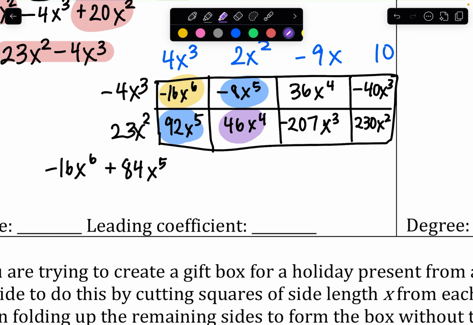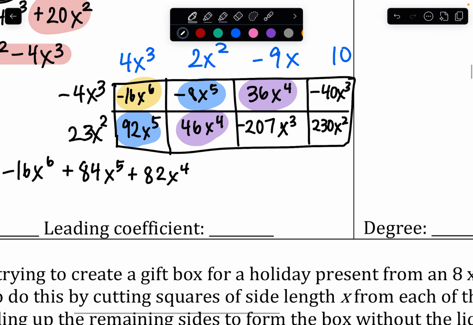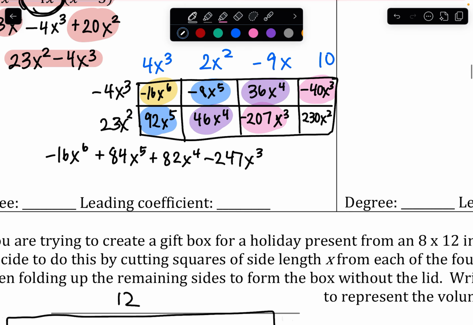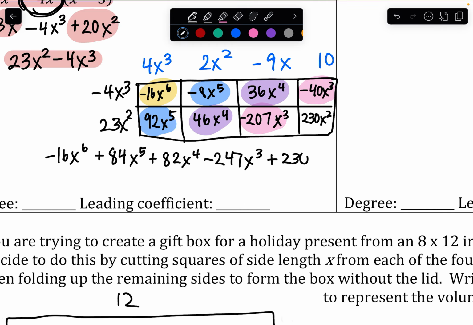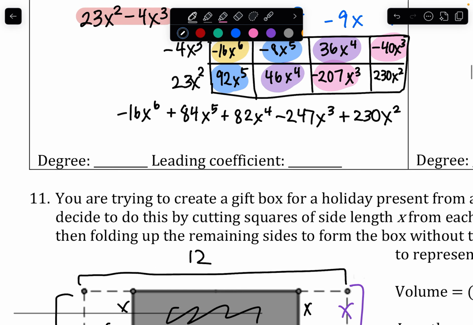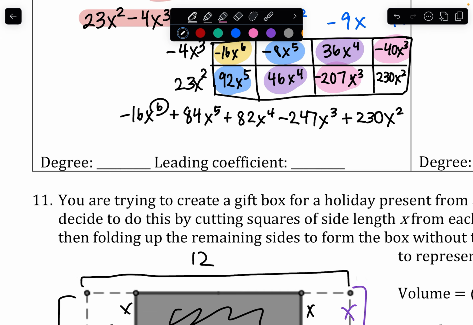And then 46 and 36 would be 82x to the 4th. And then negative 207 with a negative 40 is negative 247 for the x cubed. Remember, when you're combining like terms, don't change the exponents. And then a 230x squared at the end. And so my degree is 6. My leading coefficient is negative 16.